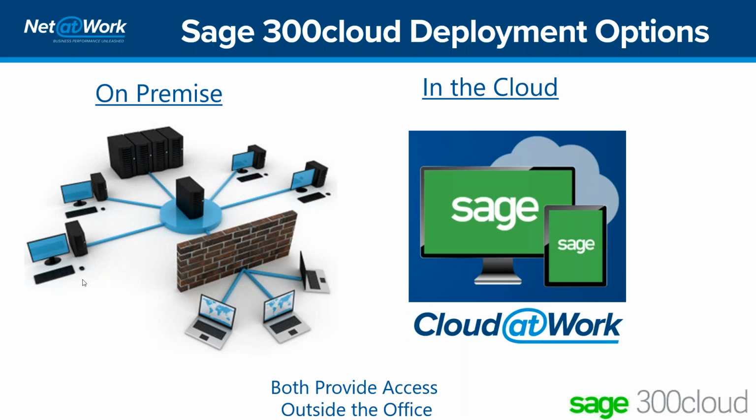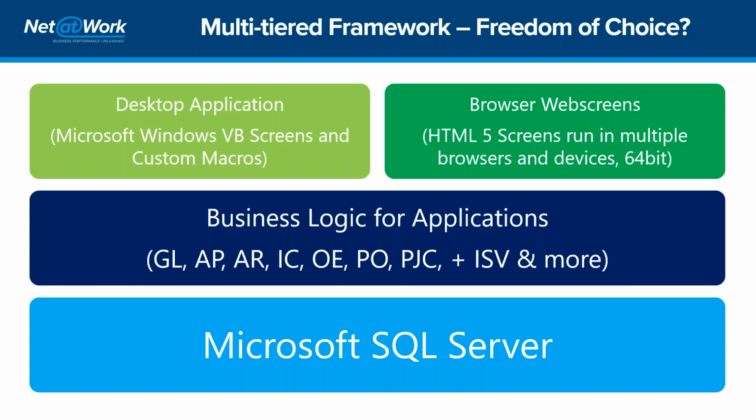Okay, so now that you've got an idea of the back end, I think it's important to also understand how the web screens actually work. You've got your traditional framework that's been in place for Sage 300 for a number of years, and it's always been a three-tier architecture, allowing the desktop application to talk to the business logic, to talk to the SQL Server. What they've done with the web screens is infuse it in as a separate user interface layer, which then talks to the business logic layer, which then populates the SQL Server database.